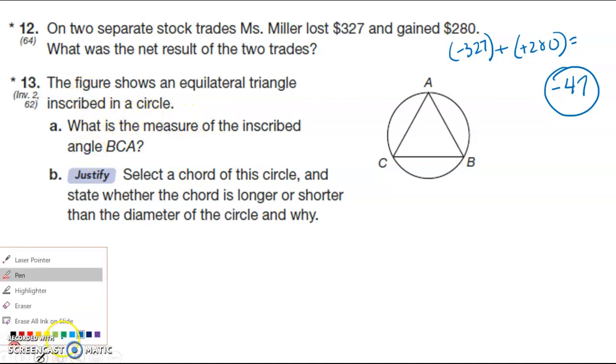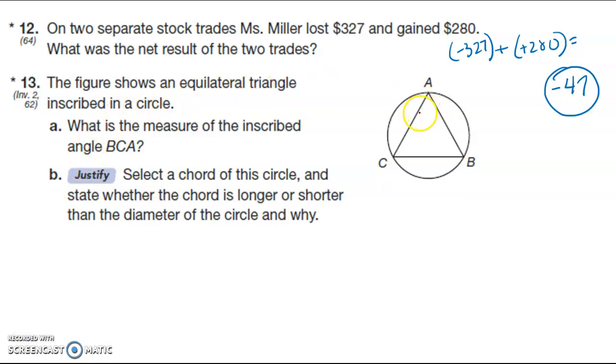The figure below shows an equilateral triangle inscribed in a circle. What is the measure of the inscribed angle BCA? BCA. It's inscribed because the point is on the circle, okay? And it's asking what this is.